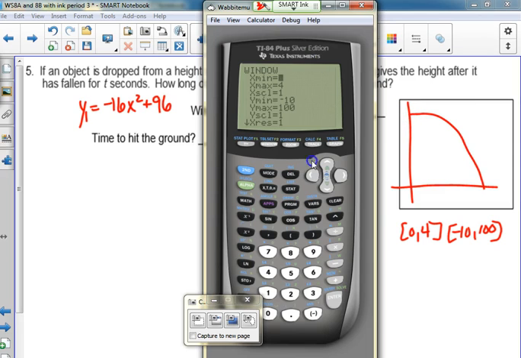Okay. What are we trying to find now? How long until it hit the ground? How do we find that? Second trace, and what are we looking for? We're looking for the 0. Okay, looks to me like it's somewhere between 2 and 3 seconds. So we get 2.45.